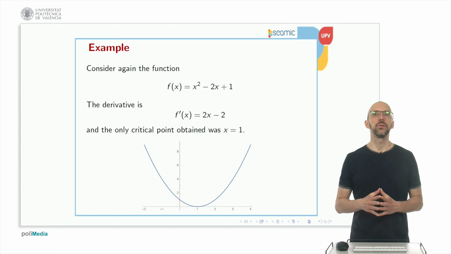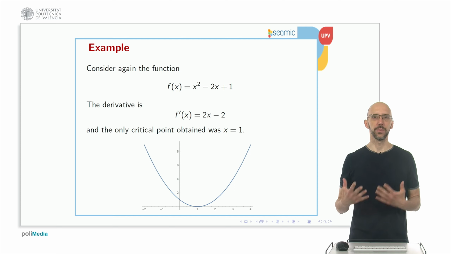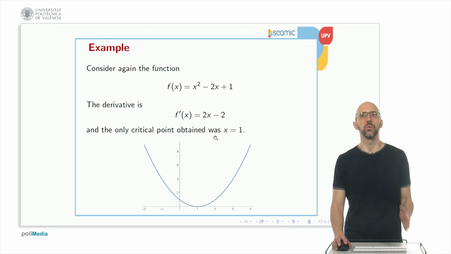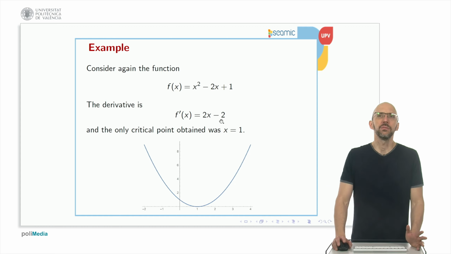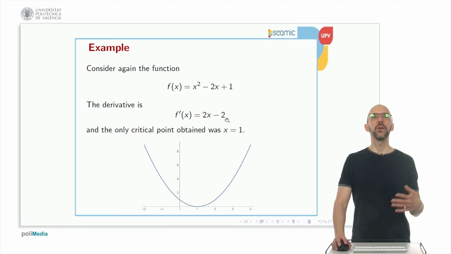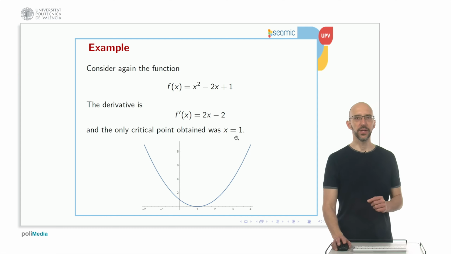The first example we saw in the other video was x squared minus 2x plus 1, a polynomial of degree 2. The derivative is a piece of cake. I hope this part is easy for you. The derivative of x squared minus 2x plus 1 is 2x minus 2 because of the rules of derivatives. Nothing really difficult. Okay, if we equal this derivative to 0 and solve for x, what we obtain is x equals 1. This is the critical point, okay?